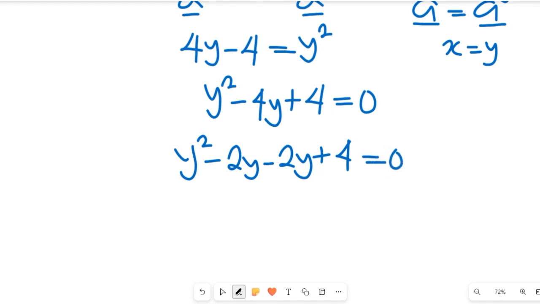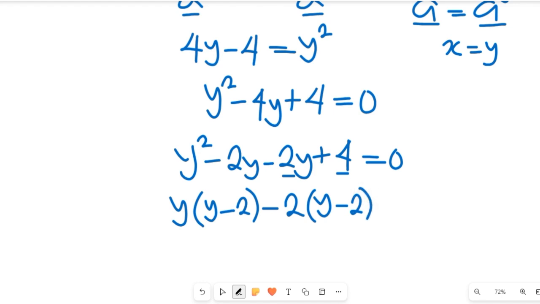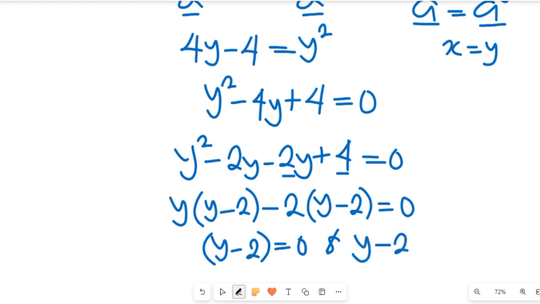So if we simplify this, we're going to have y common here, which is y. This divided by this will give us negative 2, right? Minus 2 is common between this and this. Then this will give us y minus 2, and this will be equal to 0. So we have y minus 2, which is equal to 0, and then we have the common value y minus 2, which is also this and this, and that will be equal to 0.